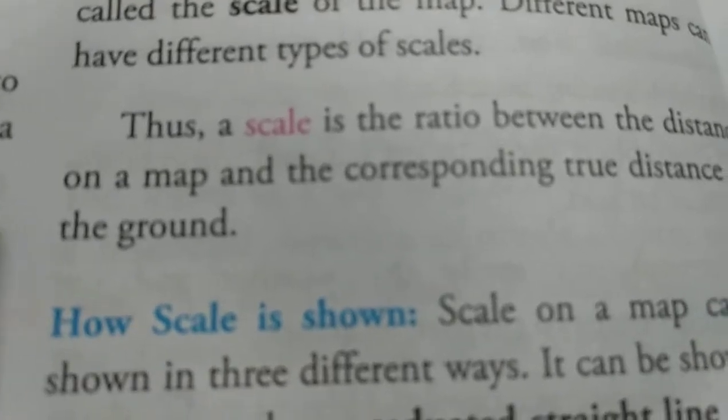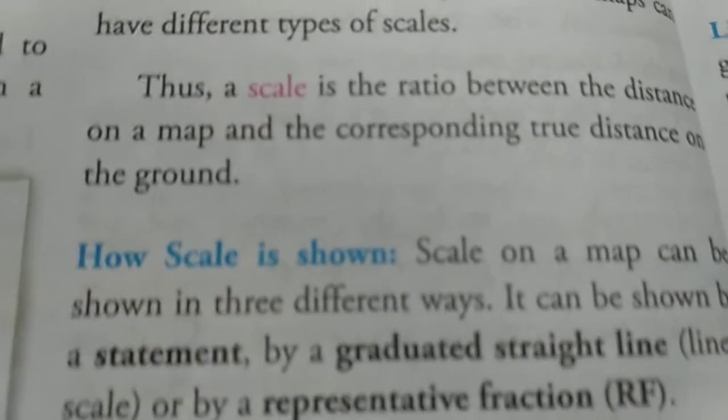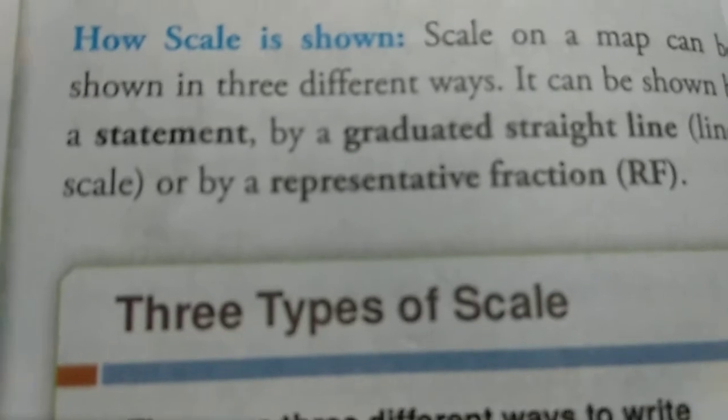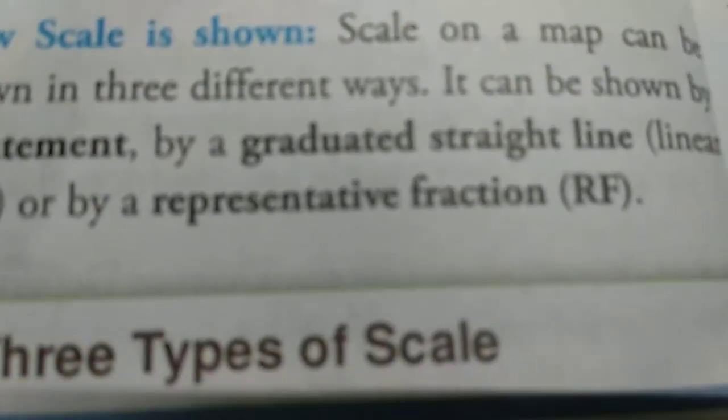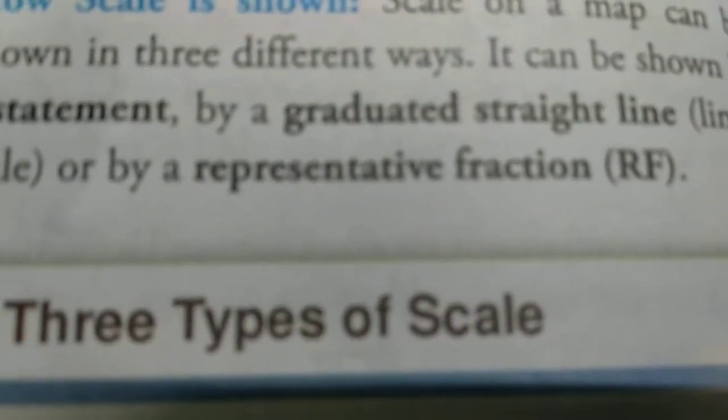Thus, a scale is a ratio between the distance on a map and the corresponding true distance on the ground. There are 3 different types of scale: statement scale, graduated straight line, and representative fraction.